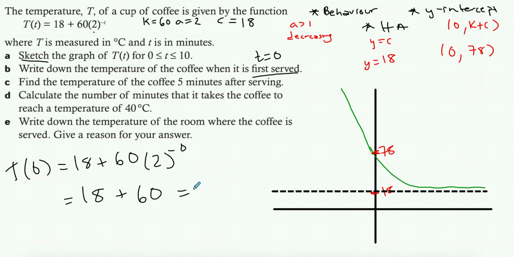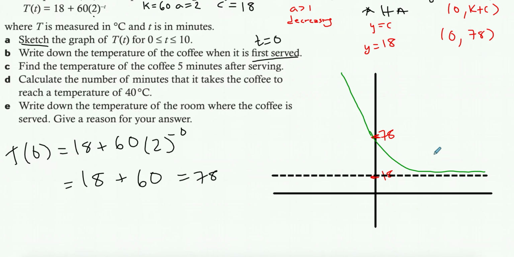Sorry, 78. Which is your y-intercept usually. That's where it initially starts, and then it just goes. Part C asks you to find the temperature after 5 minutes. So since t is in 5 minutes, I can just immediately substitute 5 in there.